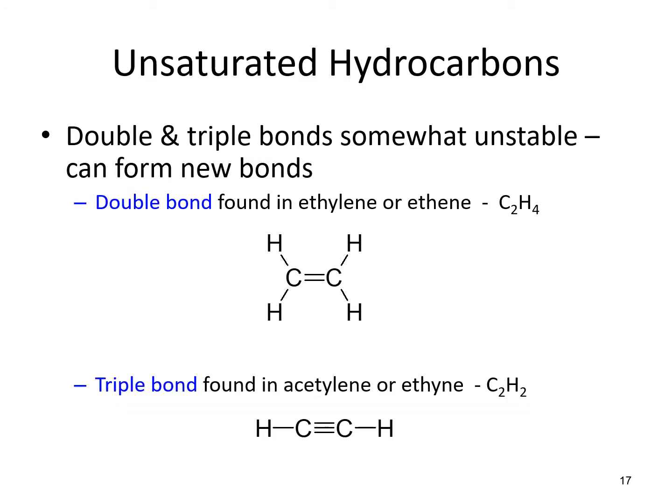We have taken a look at the saturated hydrocarbon condition. What about the unsaturated ones? So when we talk about unsaturated hydrocarbon, we are seeing not the single bond between the carbon atoms, but either double or triple. Double and triple bonds are somewhat unstable and can form new bonds. So example given here is the double bond found in ethylene or ethene, which is C2H4, shown here, and the triple bond found in acetylene or ethyne with C2H2, diagram shown down here.